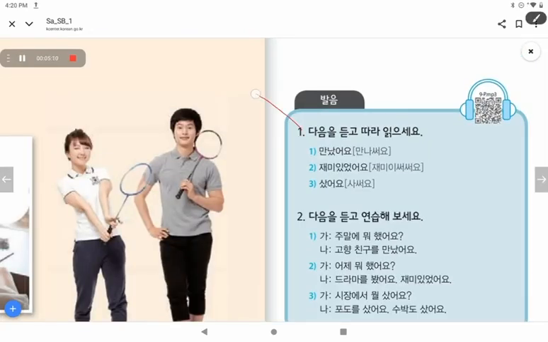다음을 듣고 따라 읽으세요. 1. 만났어요. 2. 재미있었어요. 3. 샀어요. 2. 다음을 듣고 연습해 보세요. 1. 주말에 뭐 했어요? 고향 친구를 만났어요. 2. 어제 뭐 했어요? 드라마를 봤어요. 재미있었어요. 3. 시장에서 뭘 샀어요? 포도를 샀어요. 수박도 샀어요.